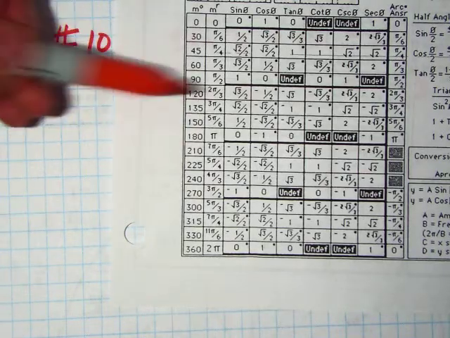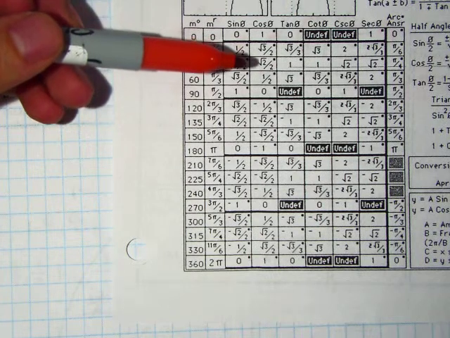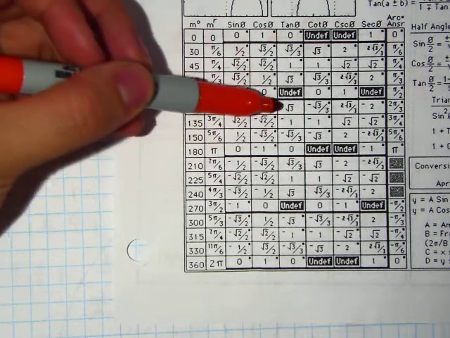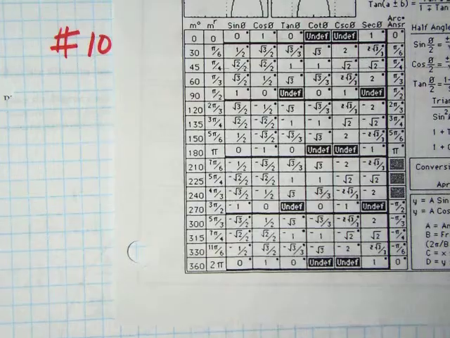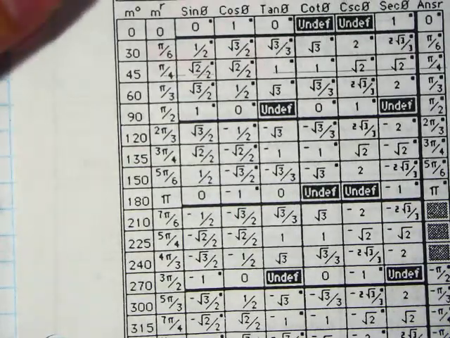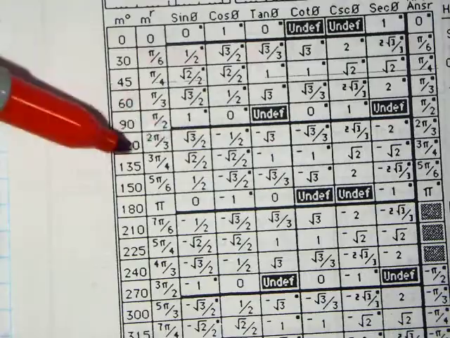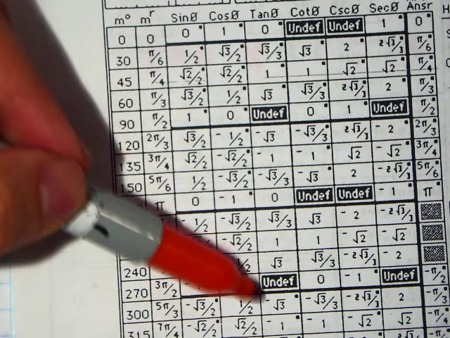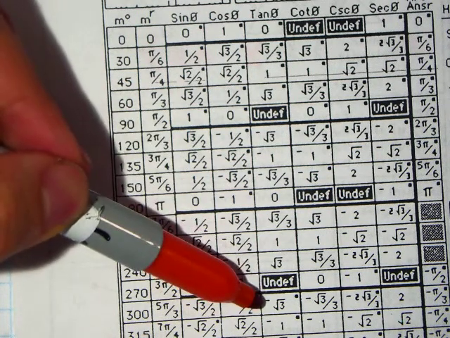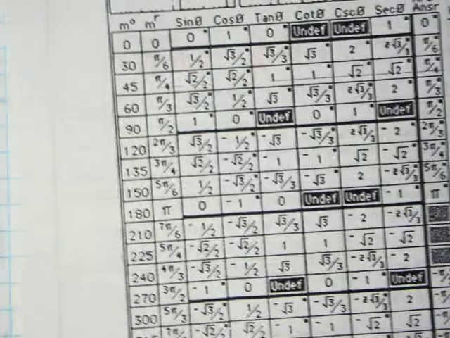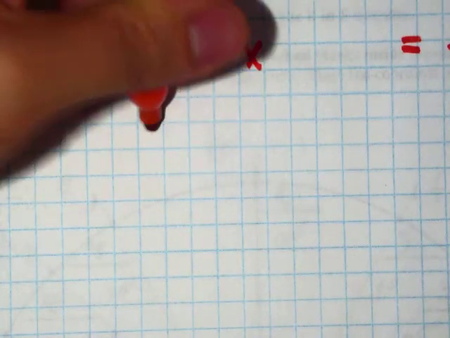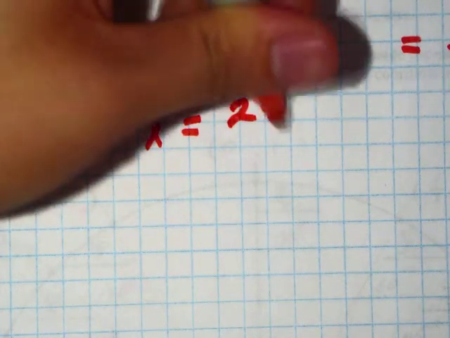Let's go ahead and look at our trig cheat sheet, and see where tangent of x equals negative square root of 3. So right here, I can see negative square root of 3. I'll zoom in a little bit. I'm looking at tangent of x, which is this column right here, and negative square root of 3 corresponds with 2 pi over 3. It is also negative square root of 3 here, which corresponds with 5 pi over 3. So the answer is x equals 2 pi over 3 or 5 pi over 3.